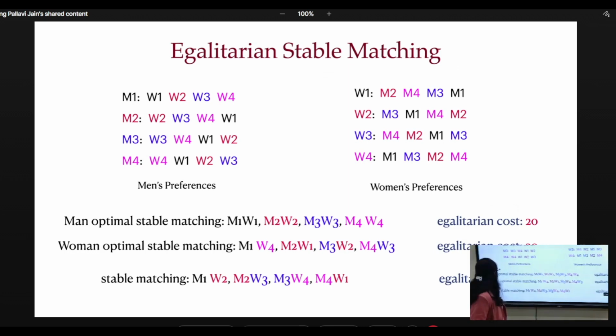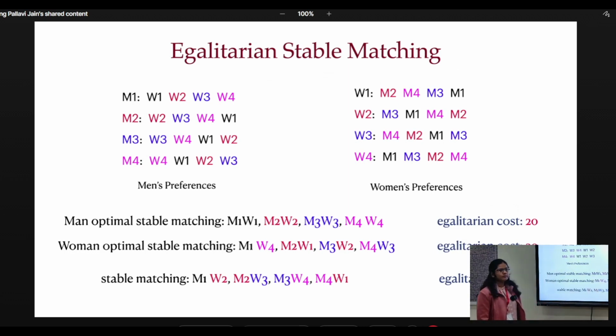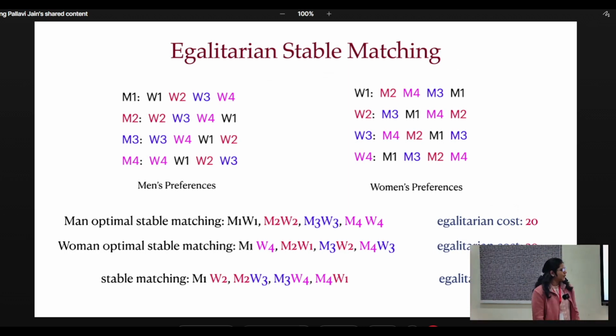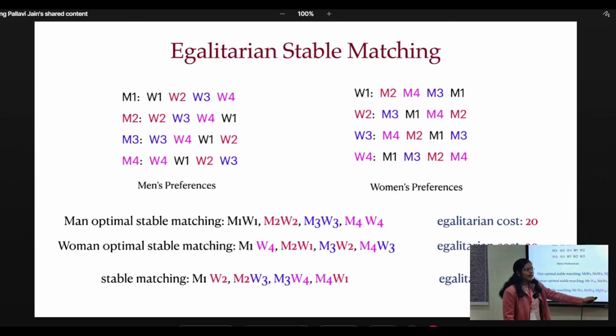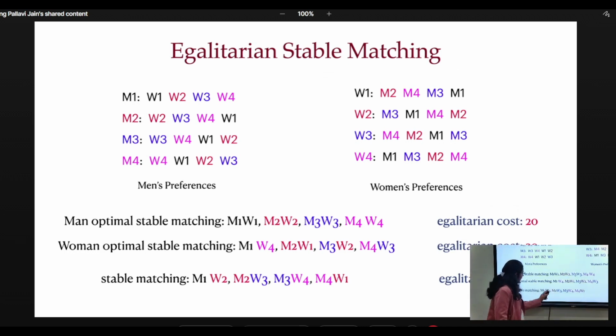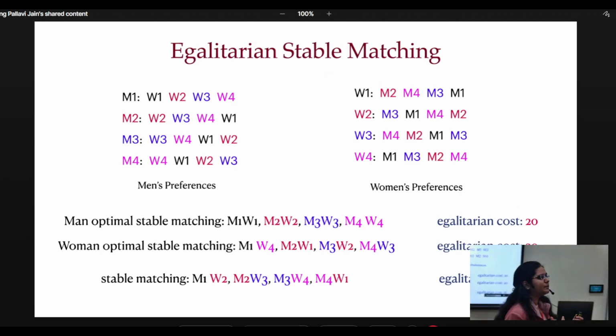Now look at this stable matching. This is some stable matching, and if you notice, you can compute the egalitarian cost of this particular matching is 16. Basically, earlier the cost for every pair was 5, now the contribution is 4, because for M1 W2 we also have 4. So it's 16. So now at least we know that such matchings do exist. Now the question is, how do we find it, can we find it, and so forth.